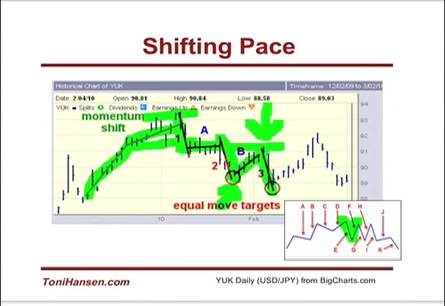And so this basically completes this larger trend here, and it shows you how these equal move levels will serve as these target zones, as well as how momentum or pace can affect the outcome.